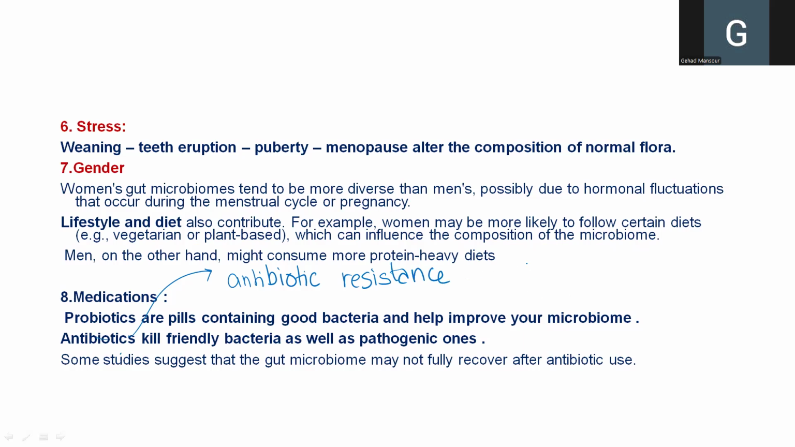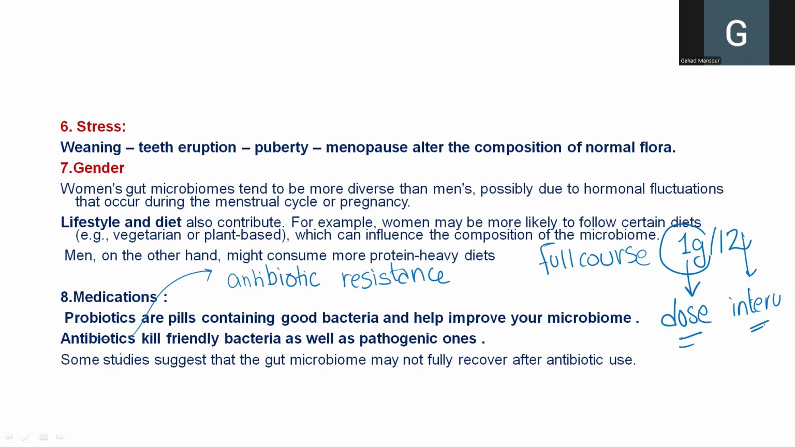What do we mean by this? When you take an antibiotic, you have to take the full course. And when we say the full course, we mean that you have to take an adequate dose. For example, if the medical doctor prescribes 1 gram per 12 hours, you have to take 1 gram. So first of all, the dose or the quantity of the antibiotic. And then number two, the time intervals. If you are prescribed 1 gram every 12 hours, then it has to be 1 gram every 12 hours.